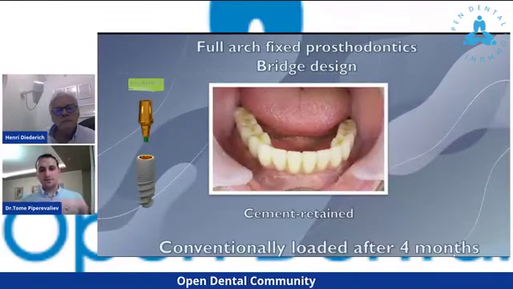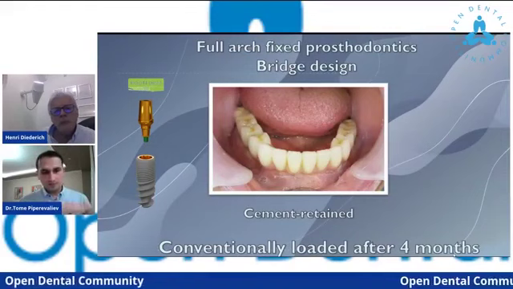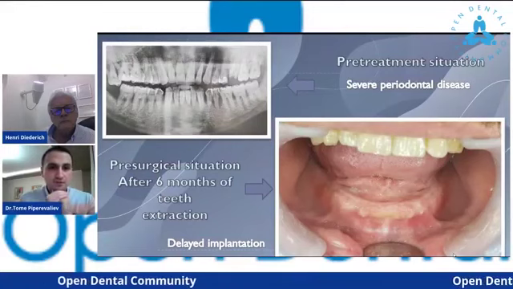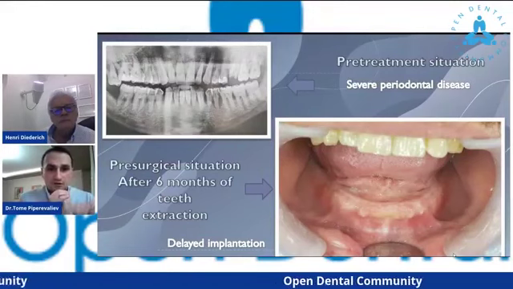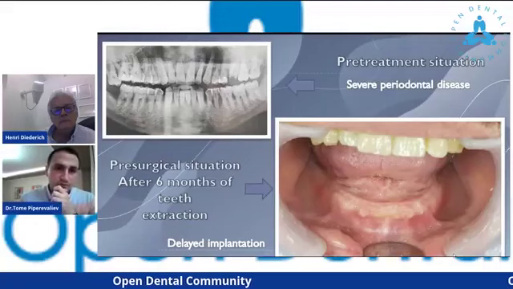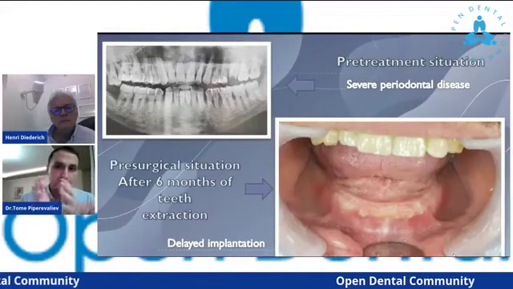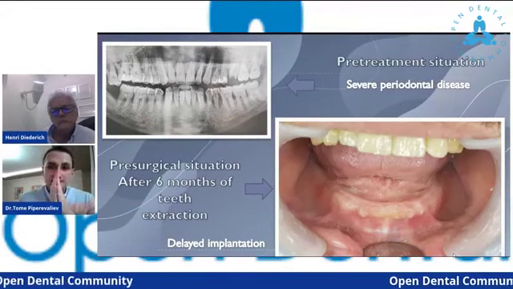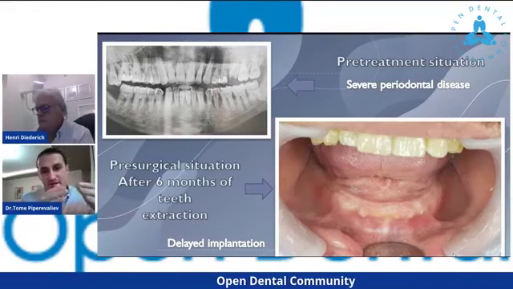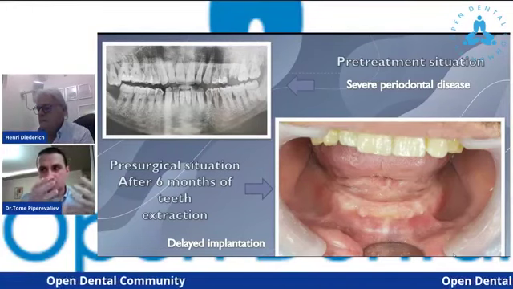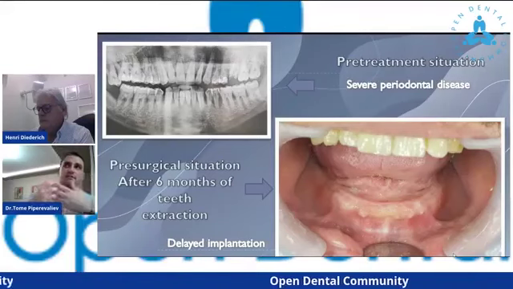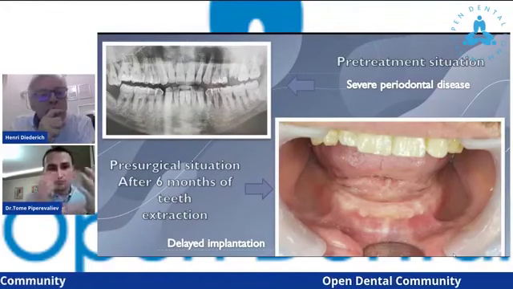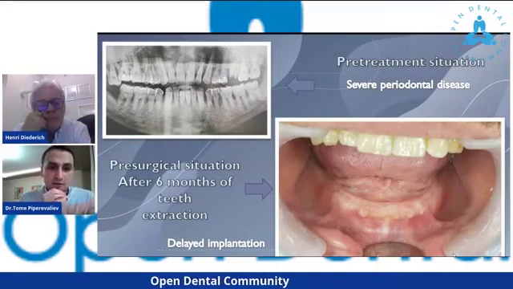And the last case is a cement-retained bridge on 6 implants, a very conventional approach. Here we can see the X-ray at the first visit of the patient, and after investigation, we diagnosed severe periodontal disease. And after discussion with the patient, we decided to extract the lower teeth because there was severe periodontal disease with a lot of mobility of a lot of teeth in the lower jaw.